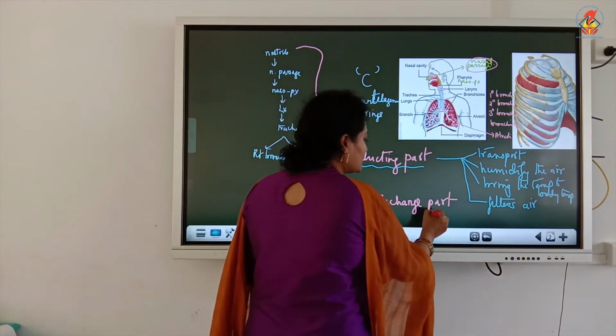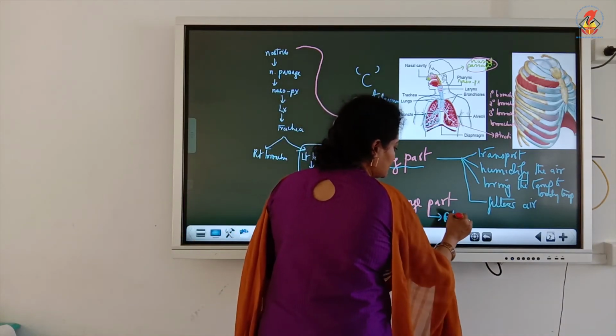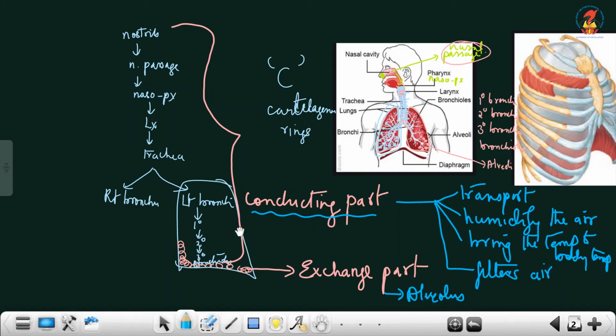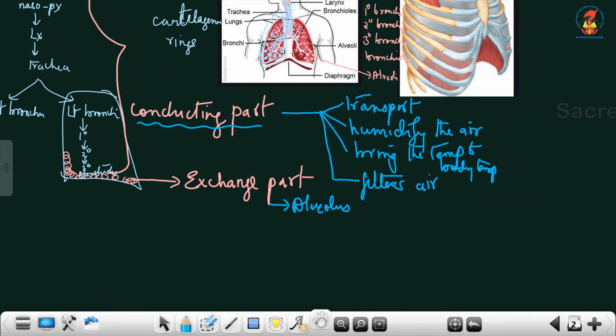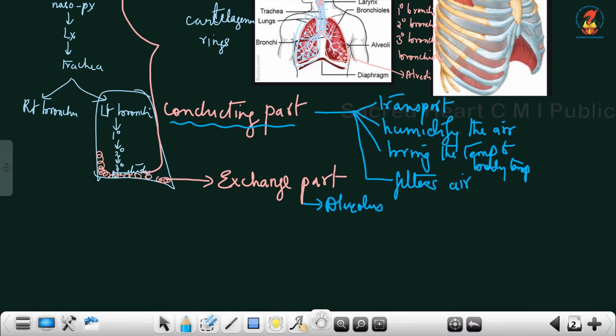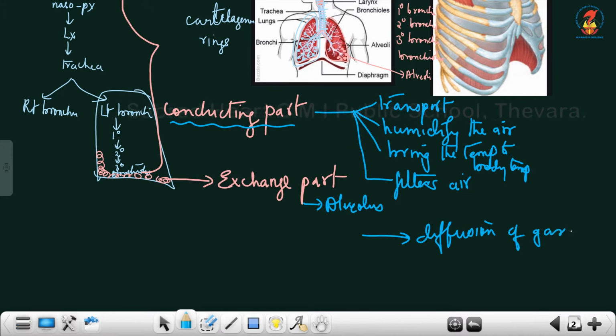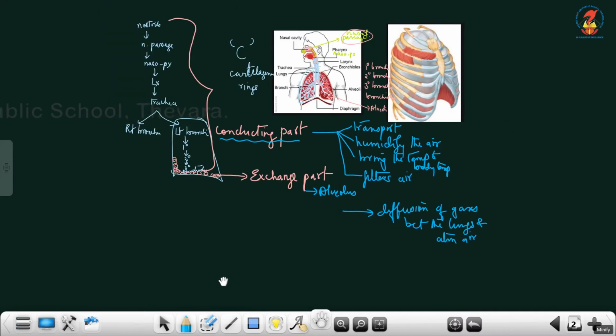And the exchange part involves only the alveolus. I told you the structure of the alveolus: they are thin walled and highly vascularized sacs, and the function is diffusion of gases. It helps in the diffusion of gases between the lungs and the atmospheric air. So this is all about the human respiratory system.